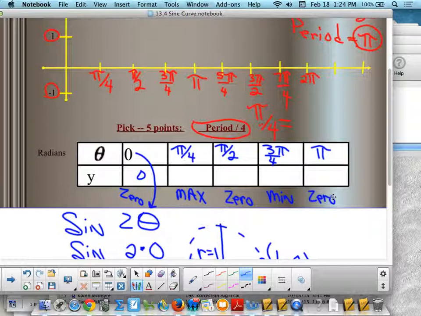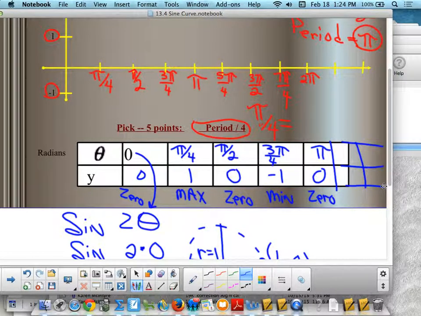You get 0 first. What's your max? 1. And you know it's 1 because your amplitude was 1. What's your 0? You're going to get 0 here. What's next? Negative 1. What's next? 0. Okay, if I kept going, just tell me. After 0 comes what? 1. Then what? 0. Then what? Negative 1. Yep. So you could keep this thing rolling.